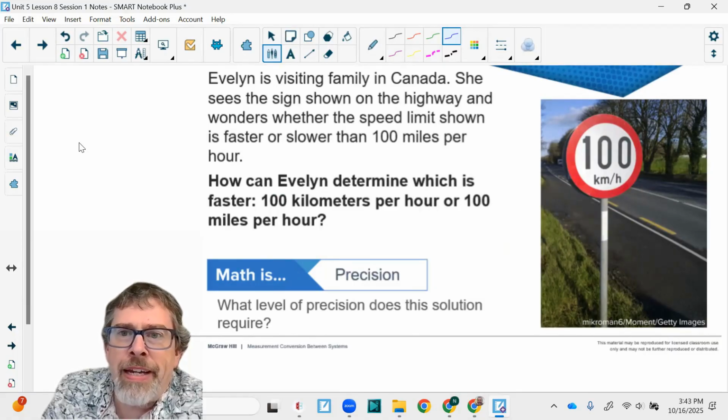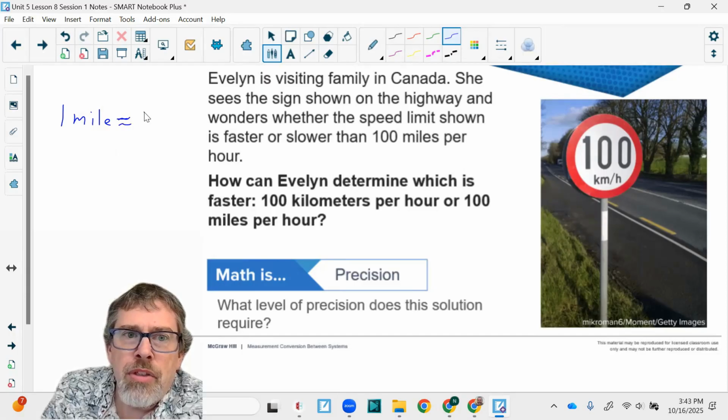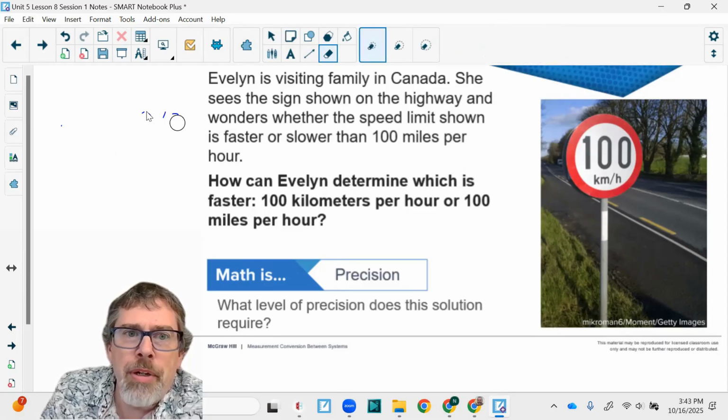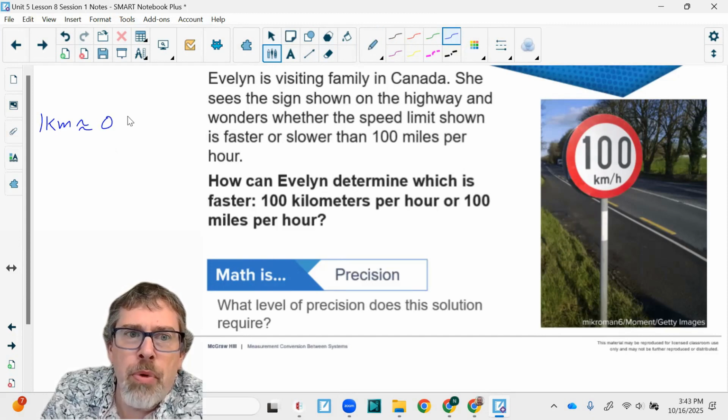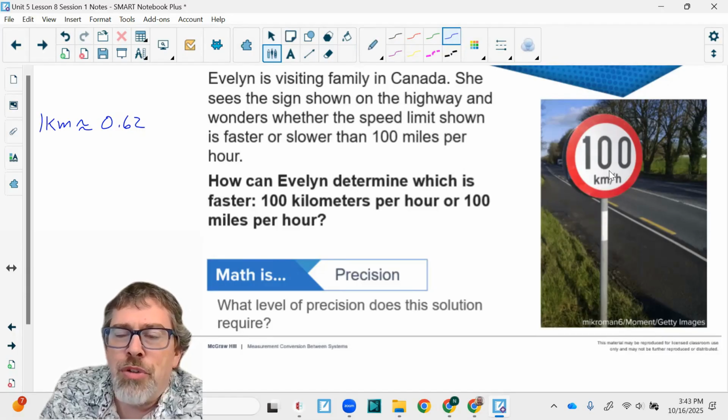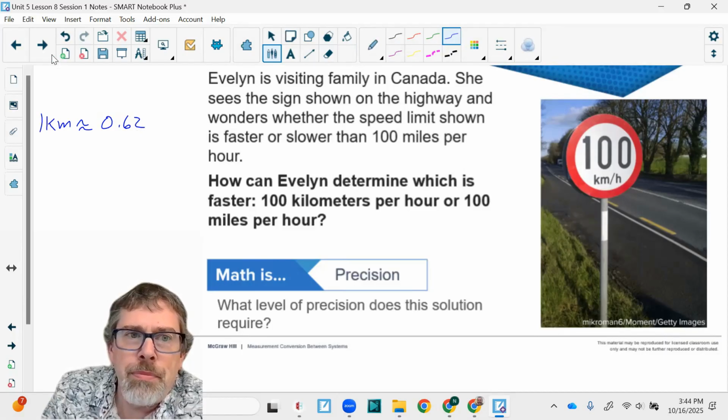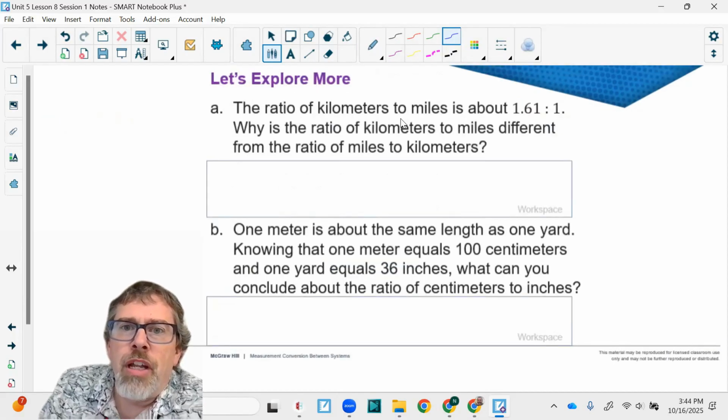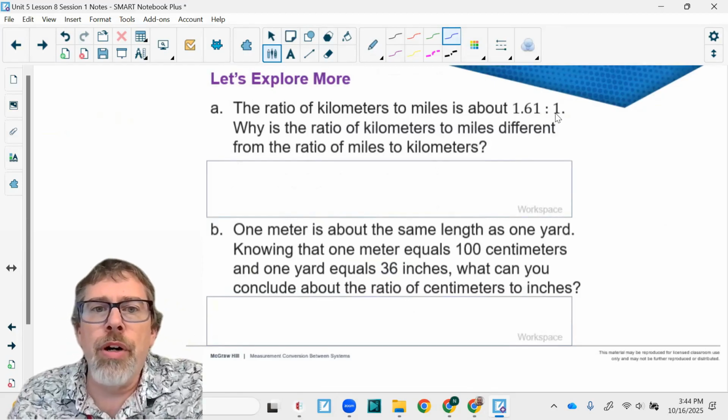That is not entirely accurate because if you Google it, 1 kilometer is approximately 0.62, and then it's 0 something, something, something. Okay, there's a few more numbers out there, but usually this is a better approximation because when you're driving, if you use 0.6, you'd only be going 60 when the speed limit's actually 62. So the ratio of kilometers to miles is about 1.61 to 1.